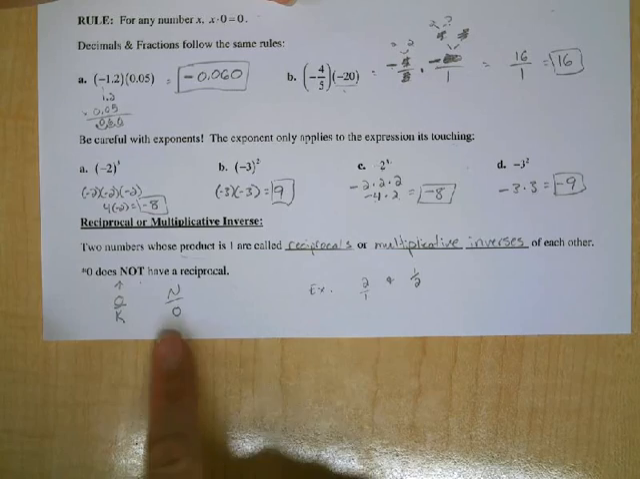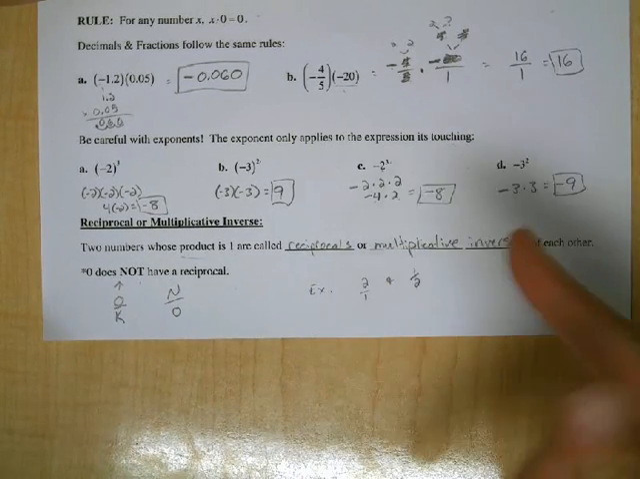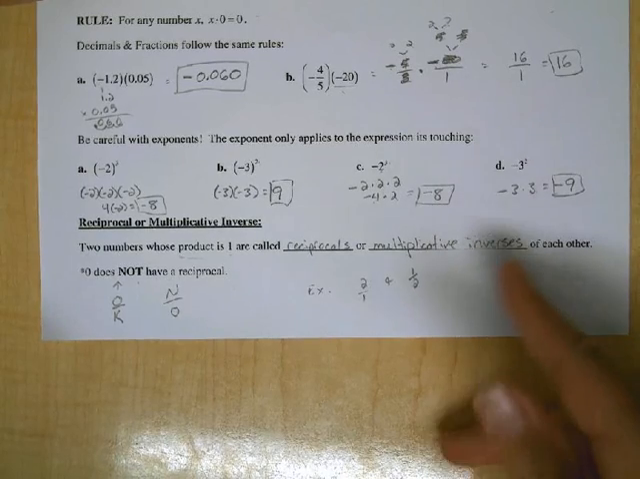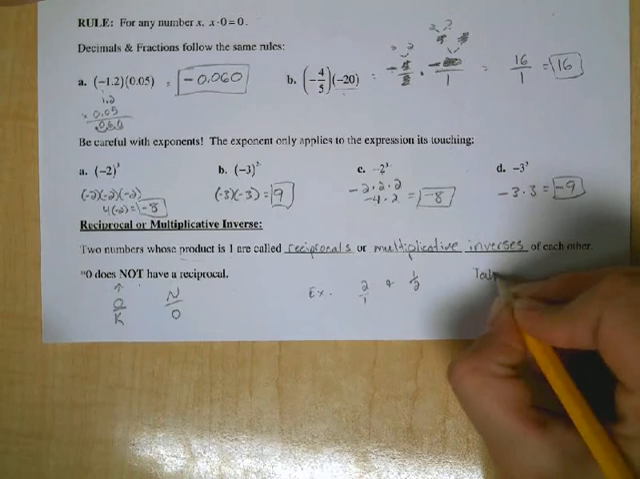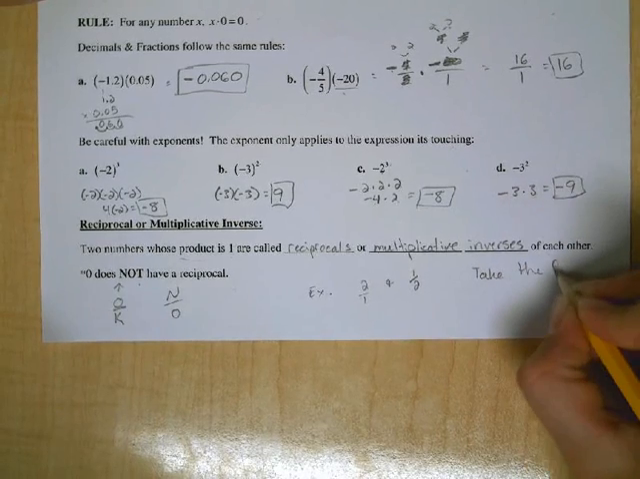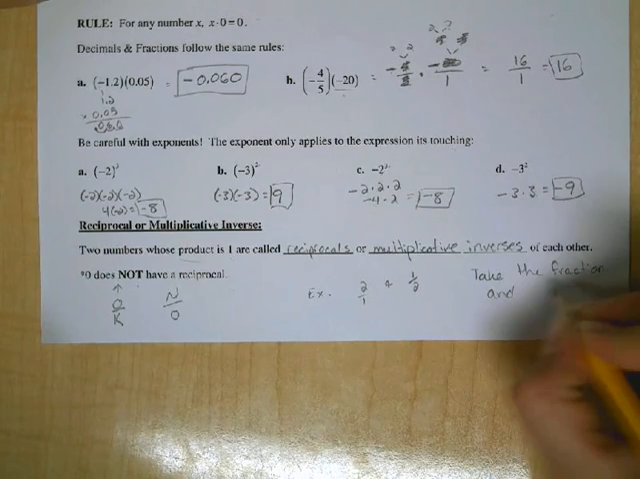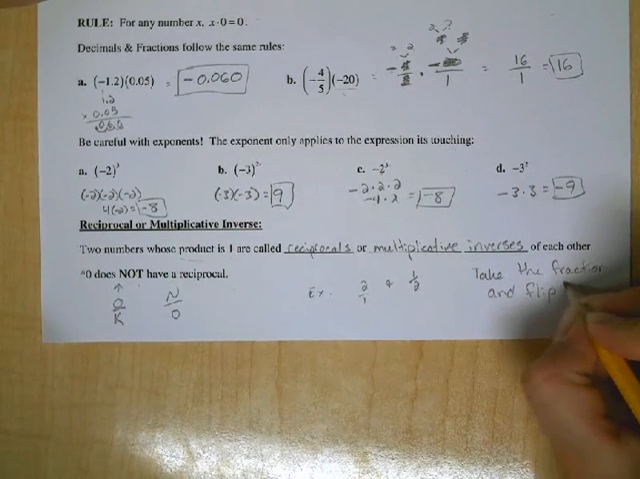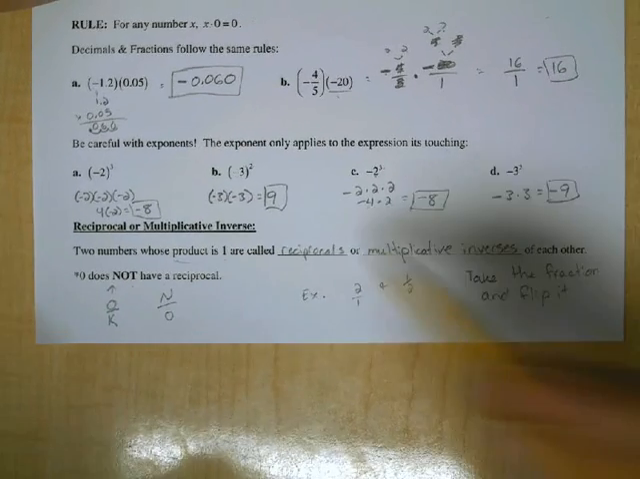Because with a reciprocal, basically all you're going to do is take the fraction and flip it. That's going to be your multiplicative inverse. You might want to take a note of that: take the fraction and flip it. Additive inverse, opposite sign. Multiplicative inverse, just flip it.